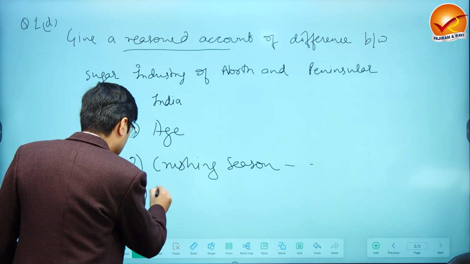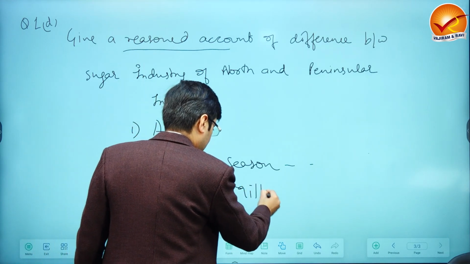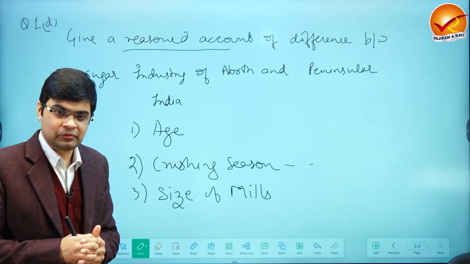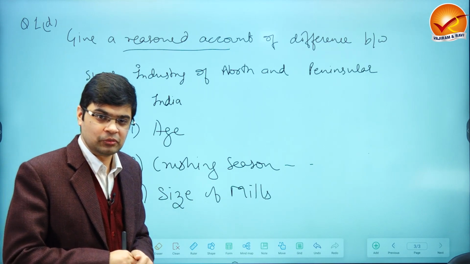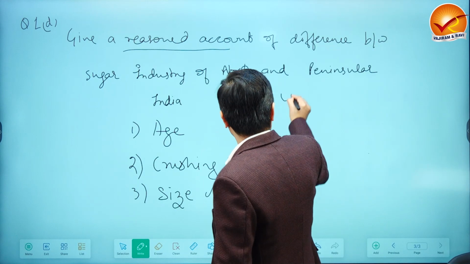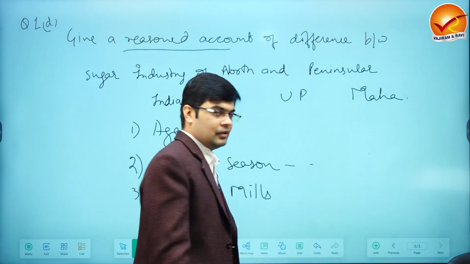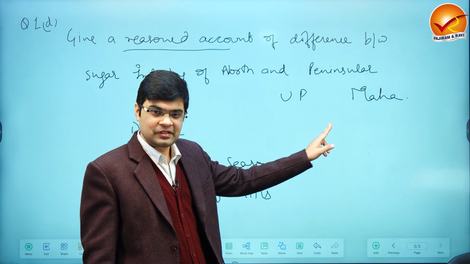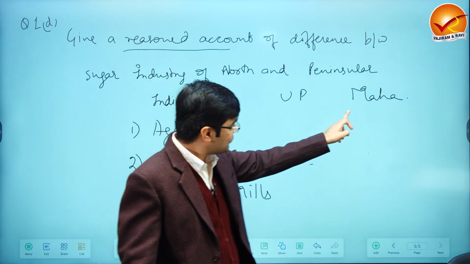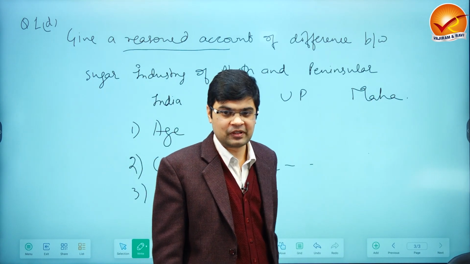Third, in terms of size of the mill, which state produces the maximum sugar? It is UP. If I look at UP and compare it with Maharashtra, UP produces more sugar, Maharashtra produces less. UP is the largest, Maharashtra is the second largest producer.